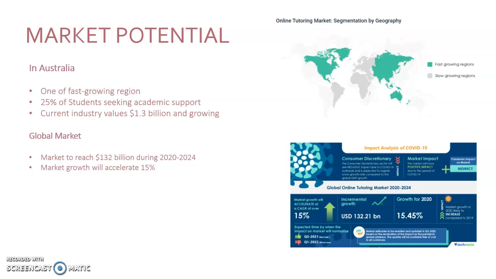According to Technovo marketing research, Australia is one of the fastest growing regions in online tutoring. Research revealed that 25% of students are seeking study support. The current industry value is $1.3 billion and it's still growing. The global tutoring market size has the potential to grow by $132 billion between 2020 and 2024.